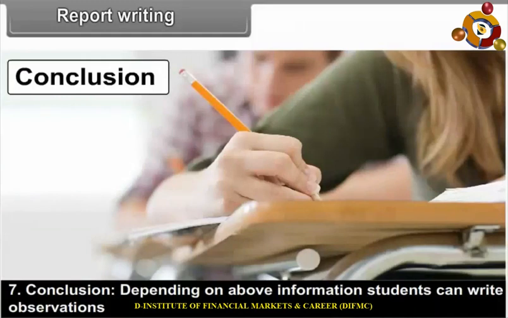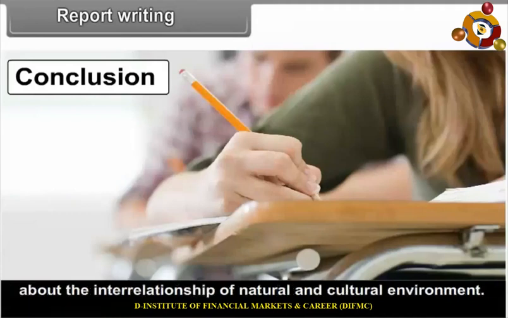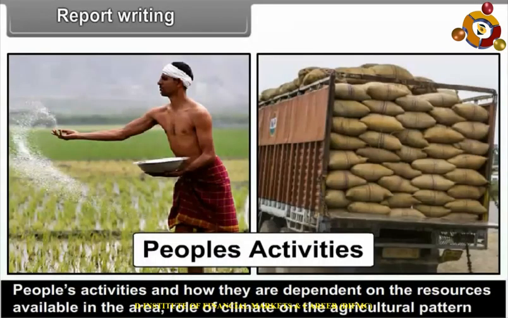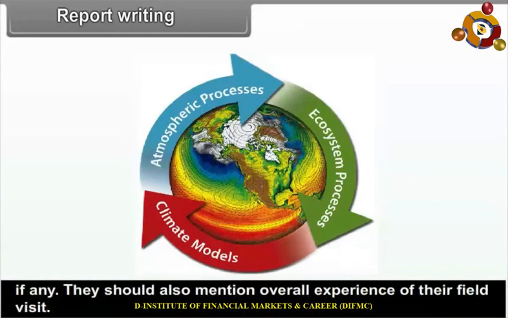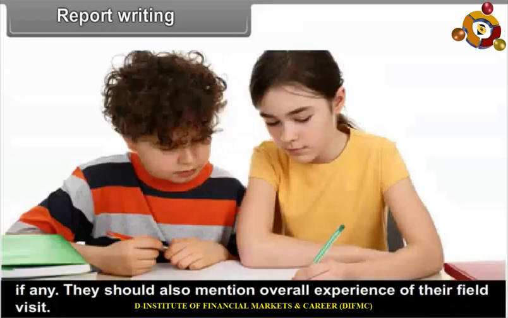7. Conclusion. Depending on the above information, students can write observations about the interrelationship of natural and cultural environment, people's activities and how they are dependent on the resources available in the area. Role of climate on the agricultural pattern, if any. They should also mention overall experience of their field visit.